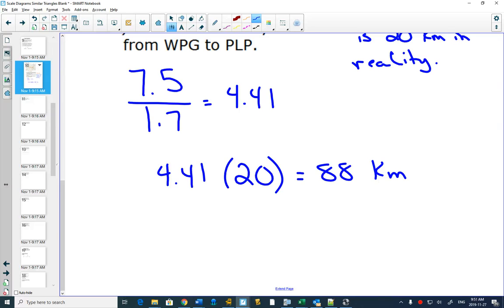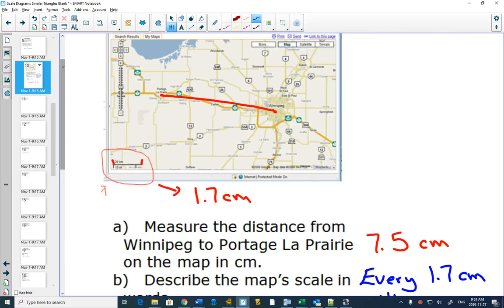Now, if you would Google how far it is from Portage la Prairie to Winnipeg, you'd probably get a number like, I think it's around 70, 75 kilometers. Okay? Looking at our diagram, looking at where I measured from the center of Winnipeg to the center of Portage la Prairie. But chances are, in reality, they would say, okay, Winnipeg starts there, Portage la Prairie starts there. That might be the line. If we use that one, we would probably get less than 7 centimeters, and that could affect our answer.